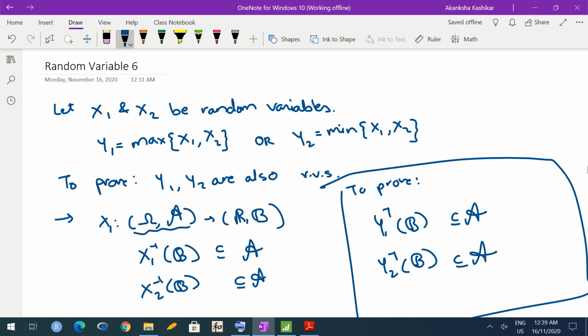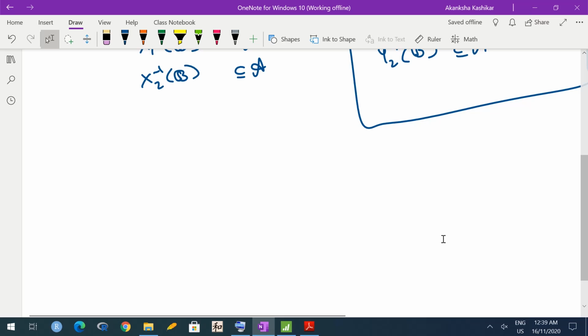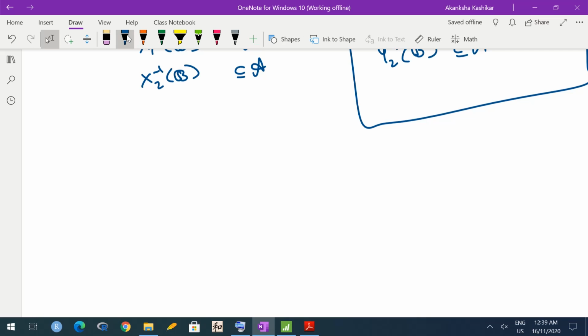So let us try to think. What we have to actually do is start with some arbitrary Borel set, take its inverse image and prove that that inverse image is in script A. And if we can prove it for an arbitrary Borel set, then we can say that it is true for every Borel set and hence for the entire Borel sigma field. However, this seems a bit difficult to do. Hence, we are going to use the economical definition of random variable.